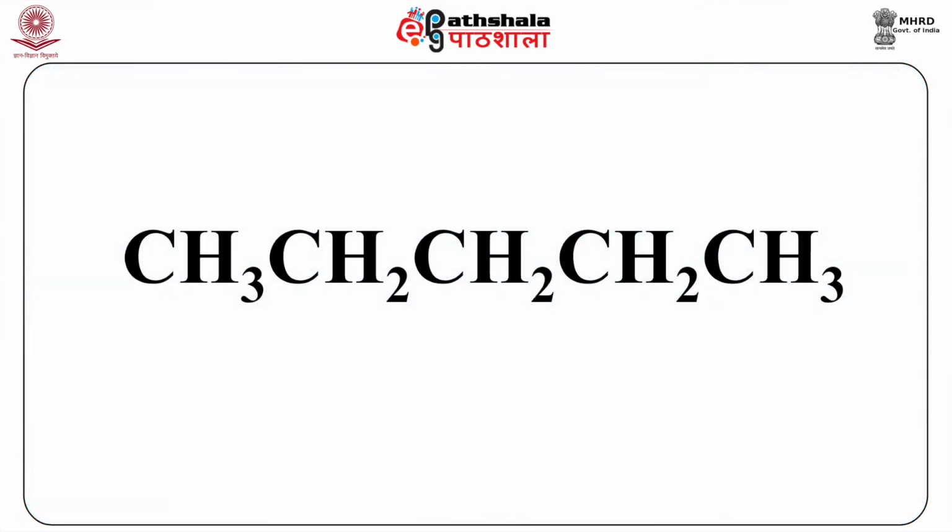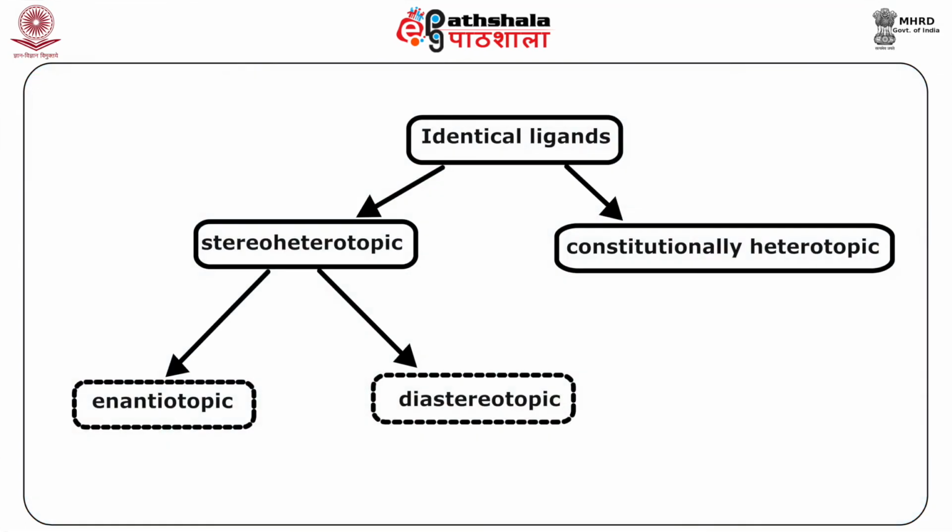A trivial example relates to the hydrogen atoms at C2 compared to those at C3 in pentane. Clearly, these two types of hydrogens in the methylene groups are constitutionally different. They are called constitutionally heterotopic in turn. Now I can say that with identical ligands we have stereoheterotopic and constitutionally heterotopic. The stereoheterotopic give rise to enantiotopic and diastereotopic ligands. So, this is the relationship profile between the heterotopic groups and isomers.